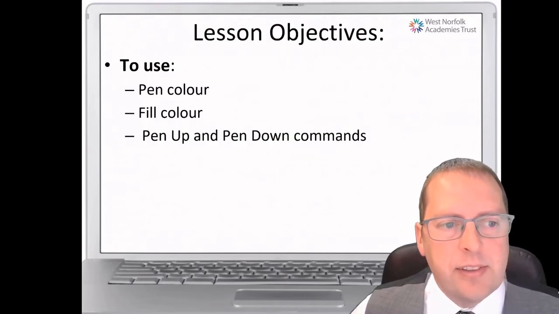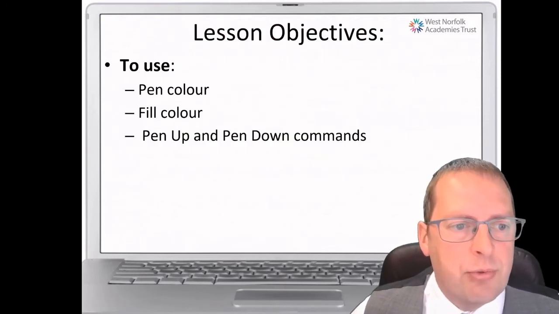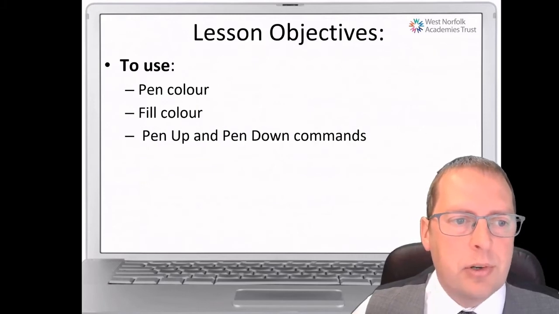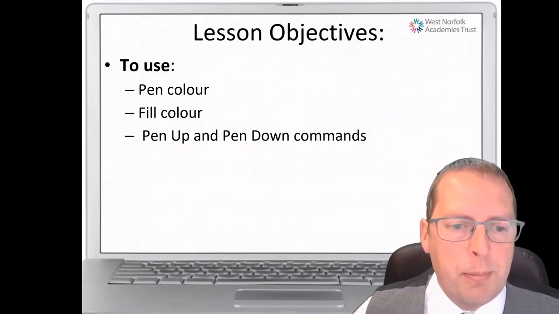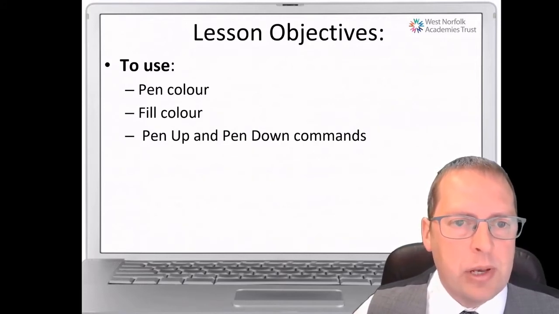Moving on, in today's lesson, we're going to develop our Python drawing, and we're going to look to change the pen color and then to fill a shape with a different color. And we'll learn about the pen up and pen down commands. So you can draw a line, pick the pen up, move it to somewhere else on the window, and then start again. So they're the commands that we're looking to use in today's lesson.